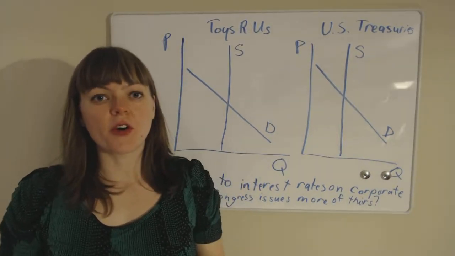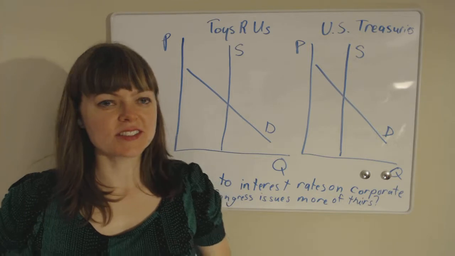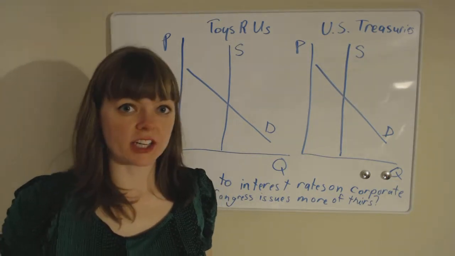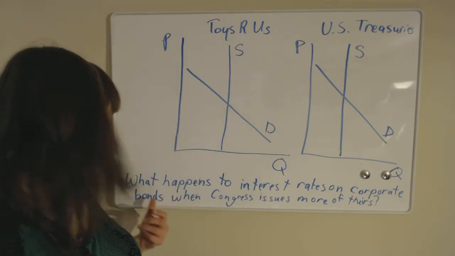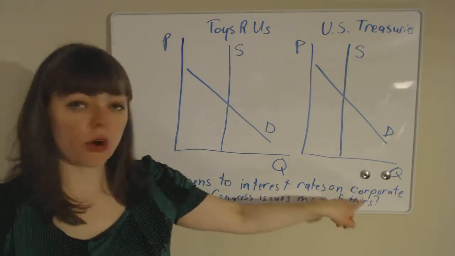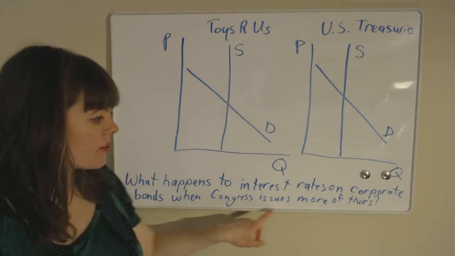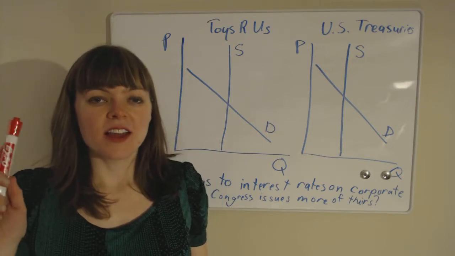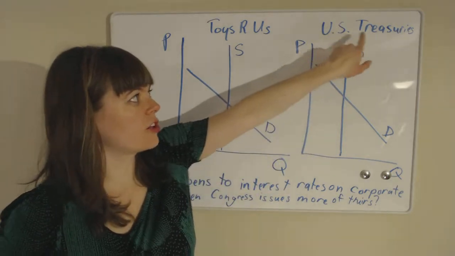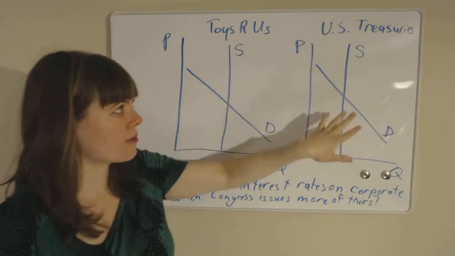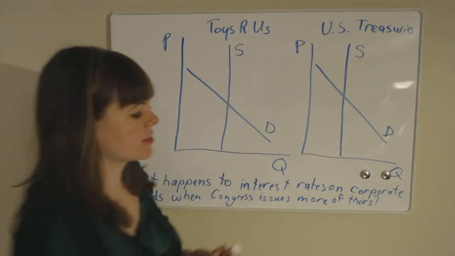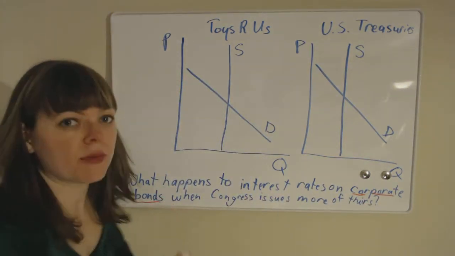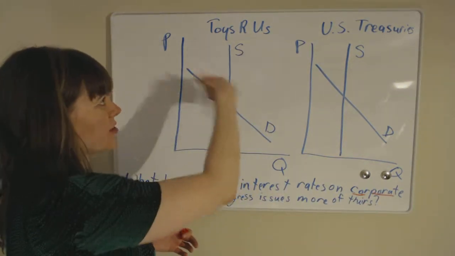You guys asked me to go over some bond market questions, so I'm going to go through an example of a bond market question to walk you through the logic. The question we're going to look at is, what happens to interest rates on corporate bonds when Congress issues more of their bonds? And we of course know that Congress issuing bonds, those bonds are called U.S. Treasuries. So we have our U.S. Treasury market, and we want to know what happens to corporate bonds. And of course, corporate bonds is just a bond issued by any corporation. So we're going to use Toys R Us bonds.